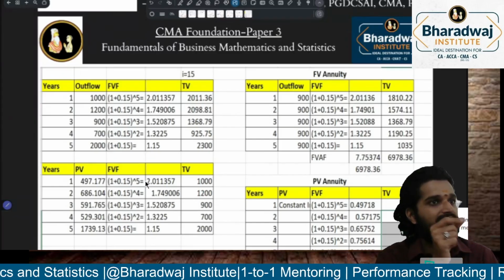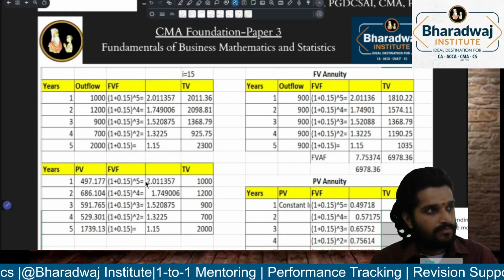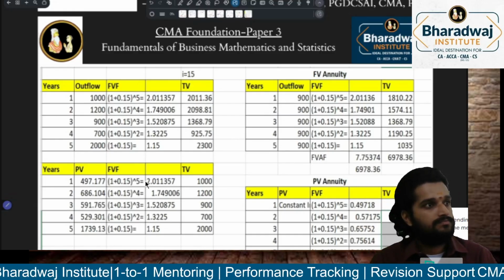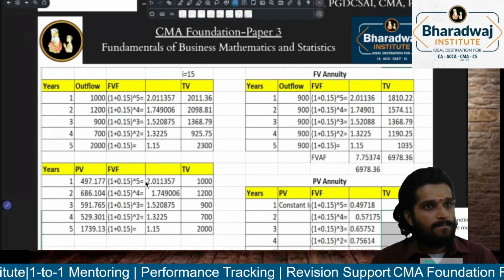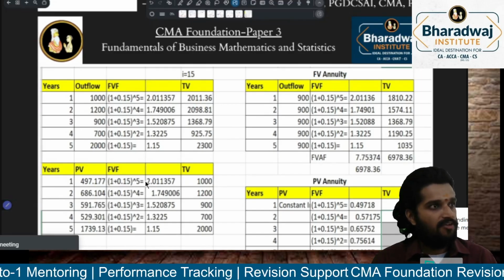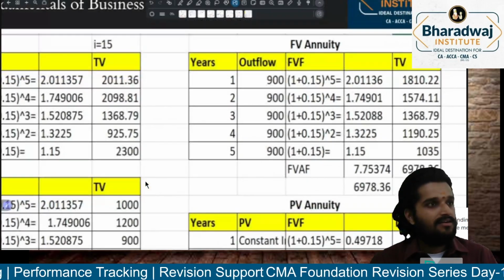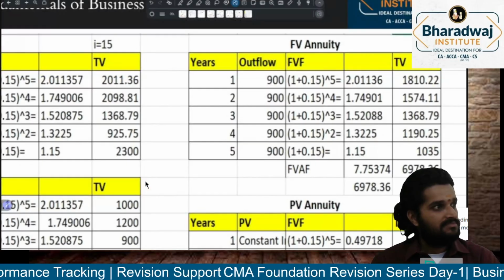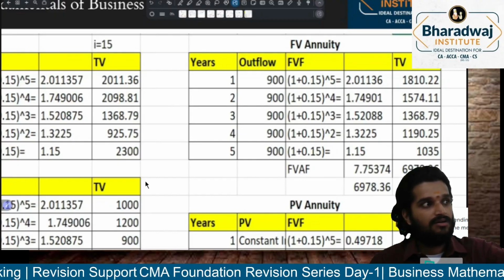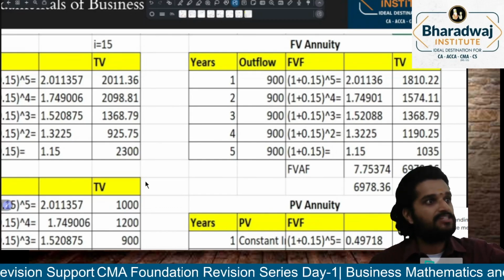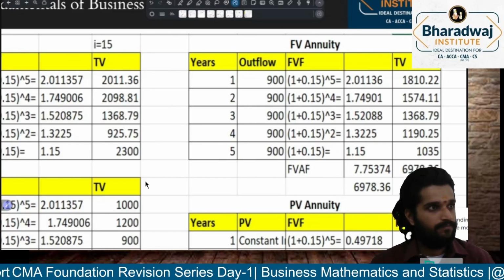In few calculators, that GT option won't be available. I will come once again for those calculators. Type GT. 1.15 into equal to, square, cube, power 4, power 5. Type GT. That's nothing but the future value annuity factor. GT will give you the future value annuity factor, whereas you should make sure the calculator took into account the very first 1.15, because we haven't given equal to for the very first input.